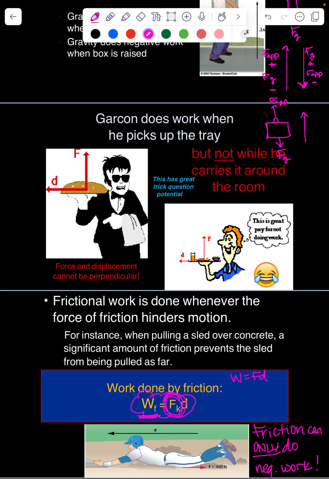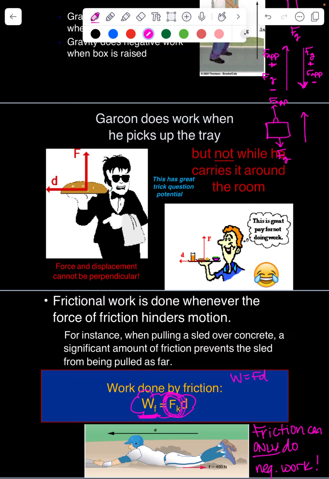But what if you just stand there? What if you're just holding your suitcase, not moving anywhere? Well, because you are not moving, then you are doing no work. If the object is not moving, then no work is being done.